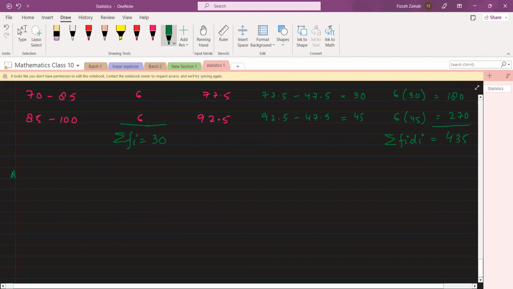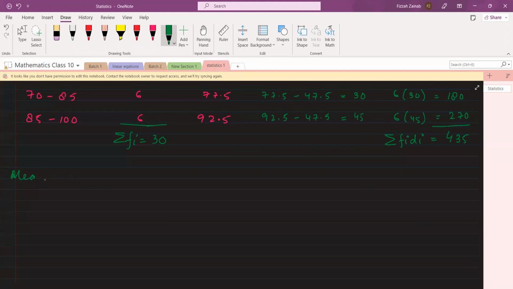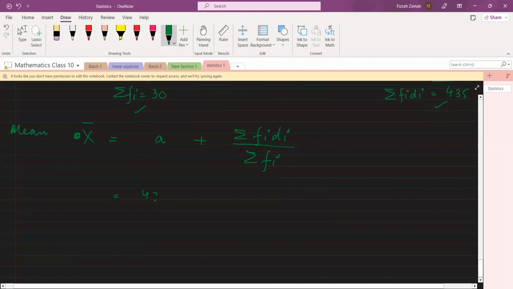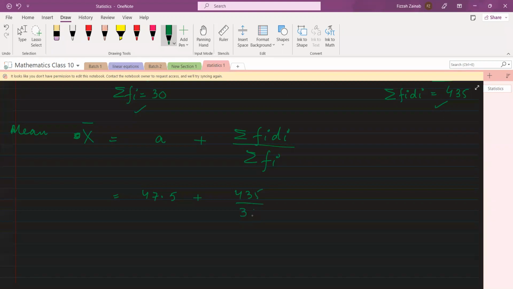So now according to the assumed mean method, see the formula. The formula for mean, denoted by X bar, is first you write your A, which you have assumed, plus summation fi di upon summation fi. So now the assumed mean was how much? 47.5 plus, now you write 435 divided by 30. Now just solve it. You can take LCM and solve.